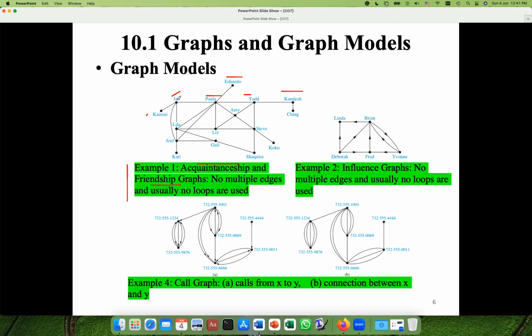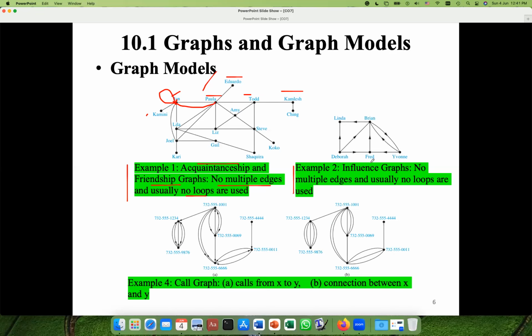And if there is a node like Jan and Paula, and they are friends, is there any need to represent another edge to show that they have two kinds of friendship? Therefore, no multiple edges and no loops are needed. Loops, Jan to Jan, you are a friend of your own, that is not reasonable. So multiple edges and loops are not reasonable here. And now example 2.